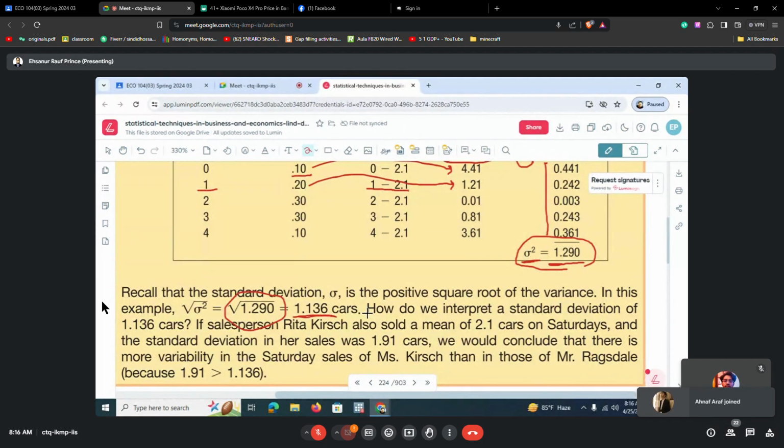So far we have calculated the mean, variance and standard deviation for a discrete probability distribution. Again, I'm saying the mean of the probability distribution has another name. The another name of this thing, the mean of the probability distribution, is expected value.